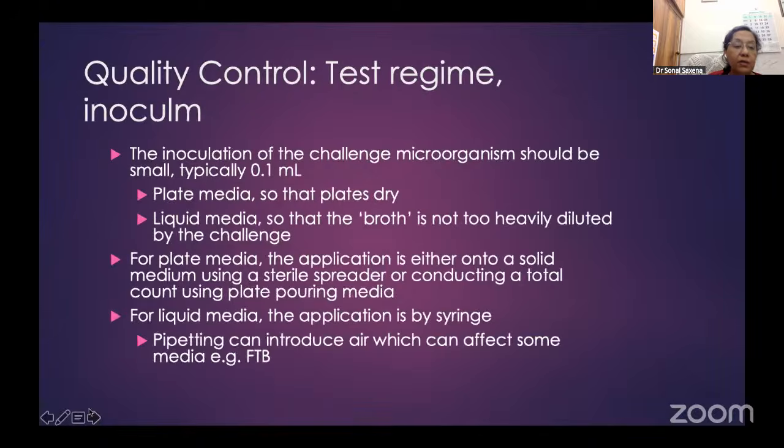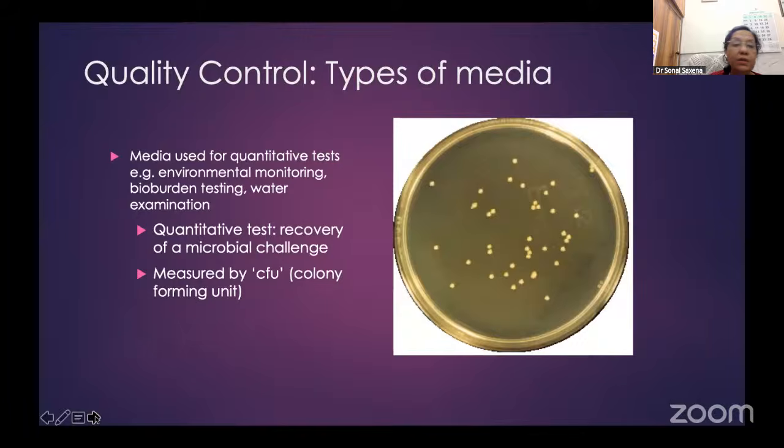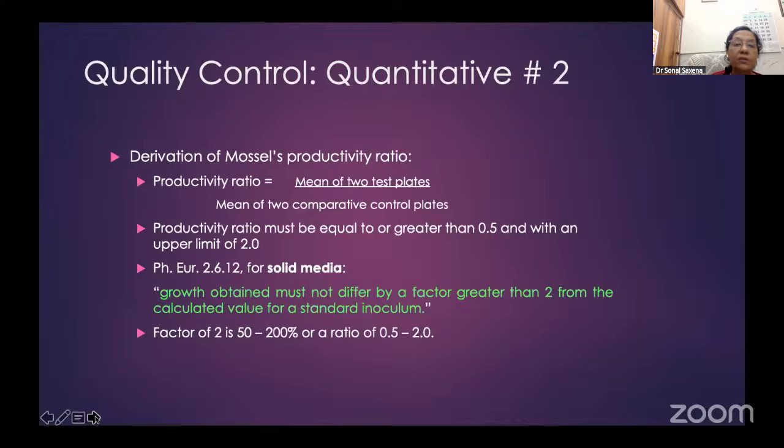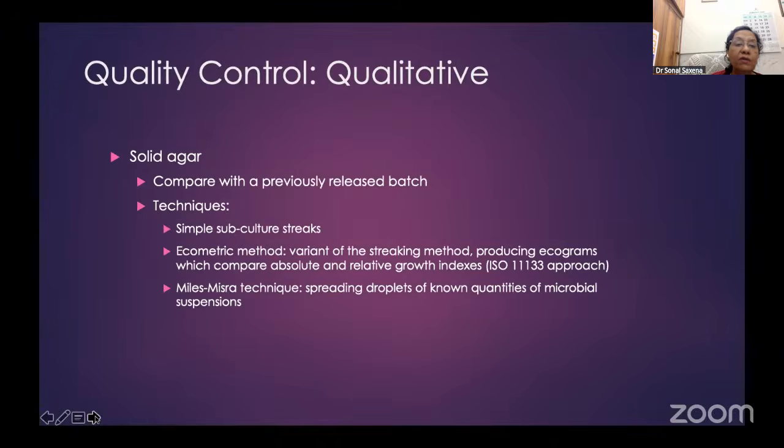All right, I'm going to skip this. This is already covered. All right, this we will skip. Sorry, I'm not going to cover this.